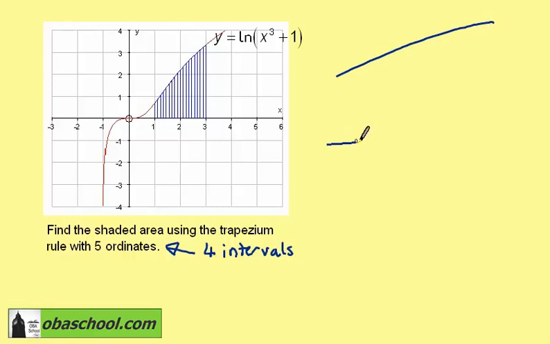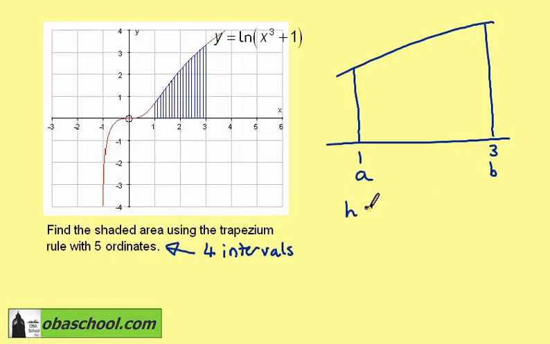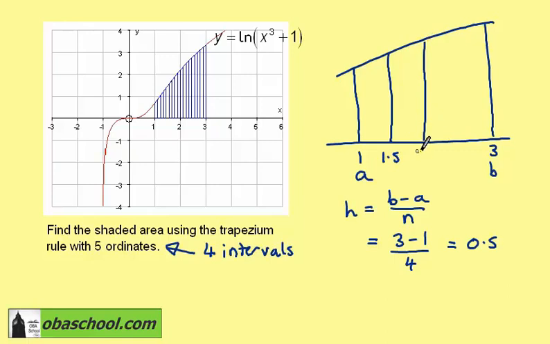If we draw a quick sketch of this, we can see the lower limit is 1 and the upper limit is 3. If this is a and b, then h, we know, is given by b minus a over the number of trapezia. So here it's 3 minus 1 over 4, which is 2 over 4, or 0.5. We can then see the trapezia will be in these positions with ordinates at 0.5 intervals.